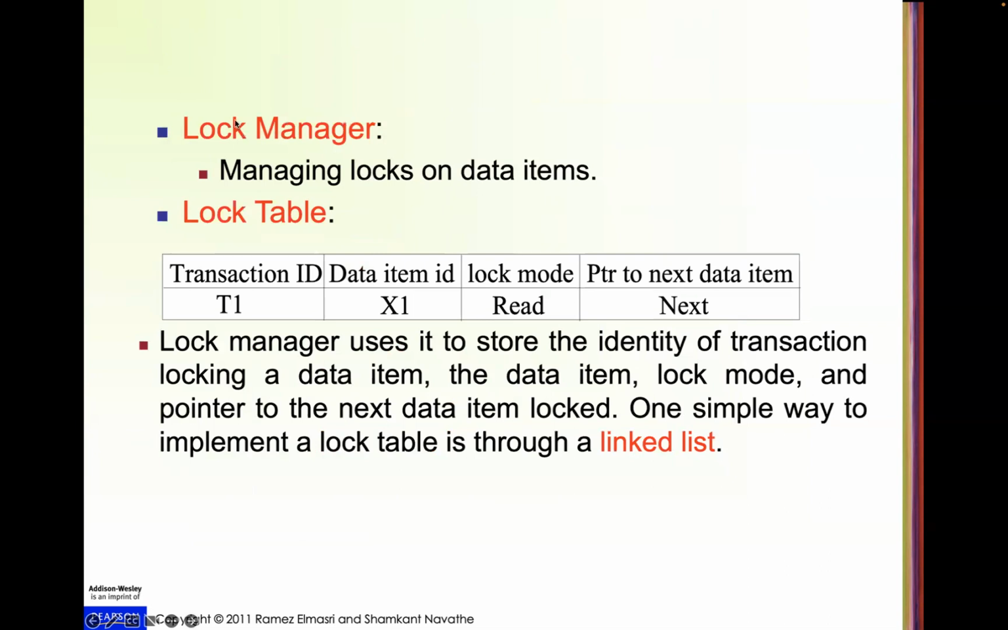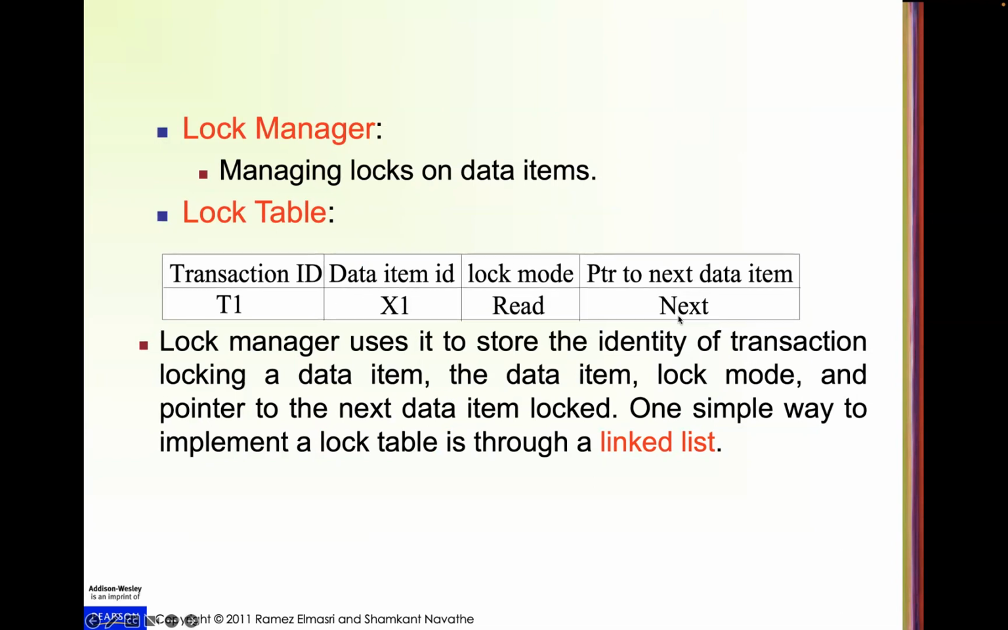Now, there is a lock manager which manages the lock on the data item. It may create a lock table that looks something like this. The transaction ID, which is requesting a lock on a data item ID, X1, for example. And what type of lock mode does this transaction want? It wants to lock X1 for reading. And then we have a pointer to the next data item. Here, for example, what will be the next data item after T1 finishes with X1?